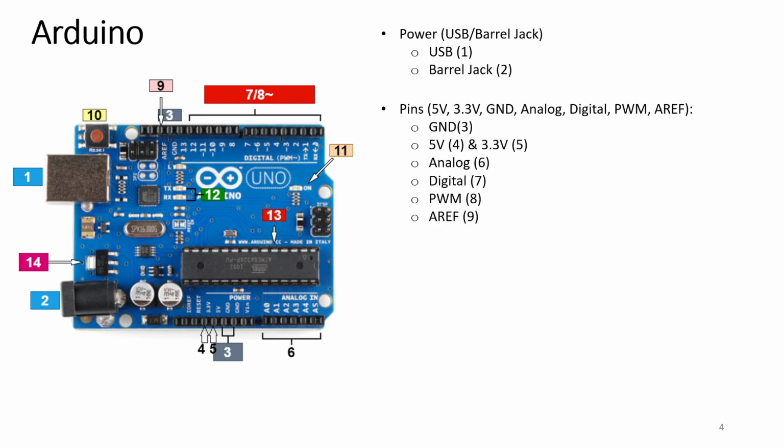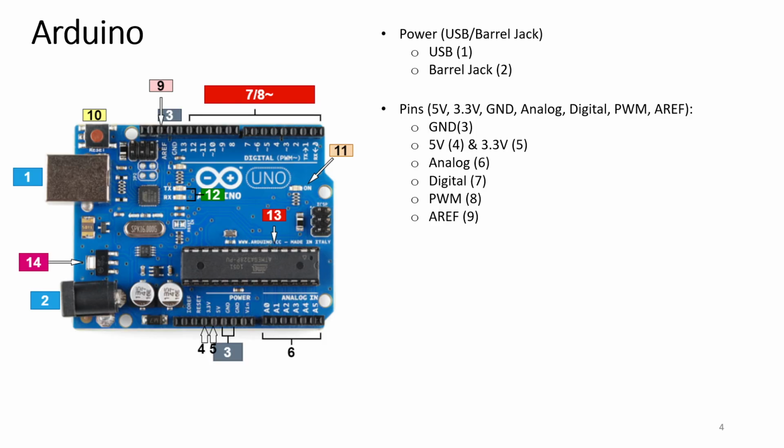The second thing is that we have 5 volts, which is level 4, and 3.3 volts, which is level 5. As you might guess, the 5 volt pin supplies 5 volts of power, and the 3.3 volt pin supplies 3.3 volts of power. Most of the simple components used with the Arduino run happily off 5 volts or 3.3 volts.